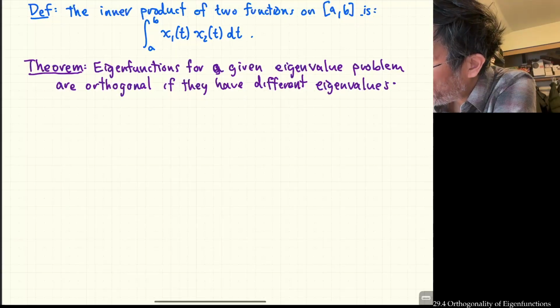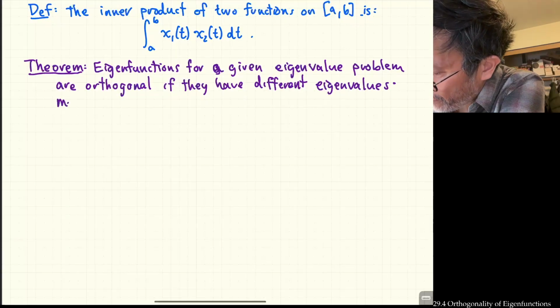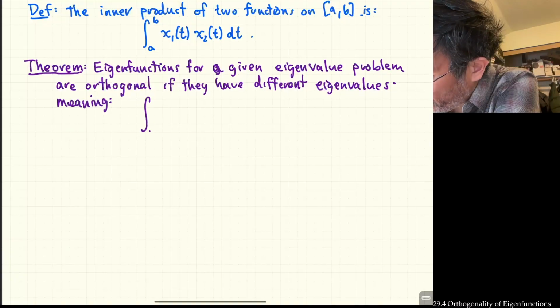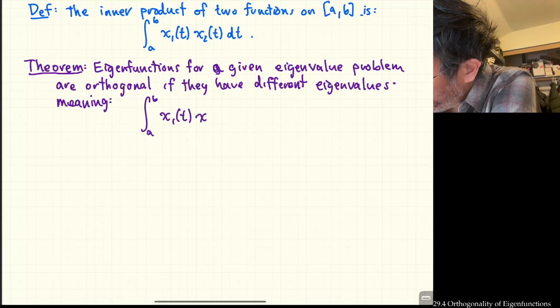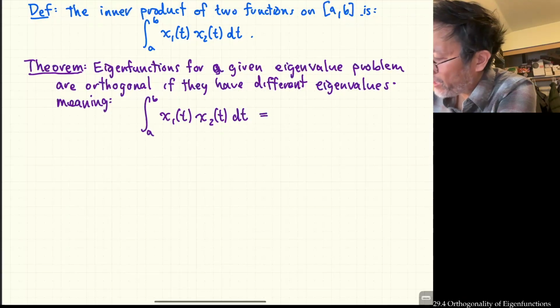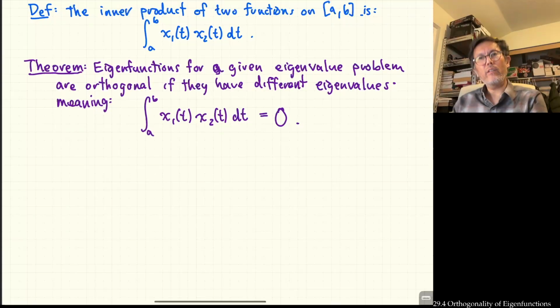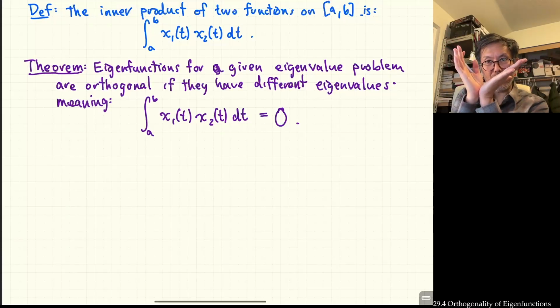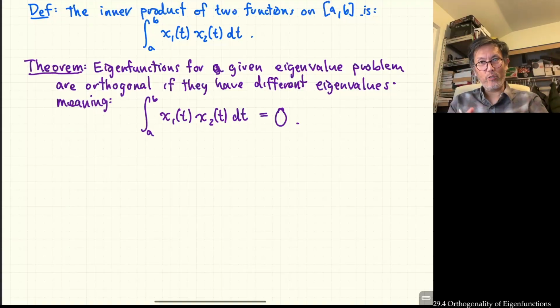And what do I mean by orthogonal? That means that if you compute this integral of the product of these eigenfunctions, you get a big fat 0. That's sort of saying that the angle between these eigenfunctions is a right angle. That's the geometric intuition you should have.